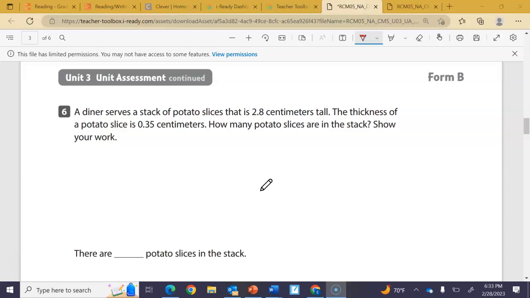Show your work. Go ahead and pause the video so you have time to figure it out on your own, and unpause when you're ready to work it out. All right.